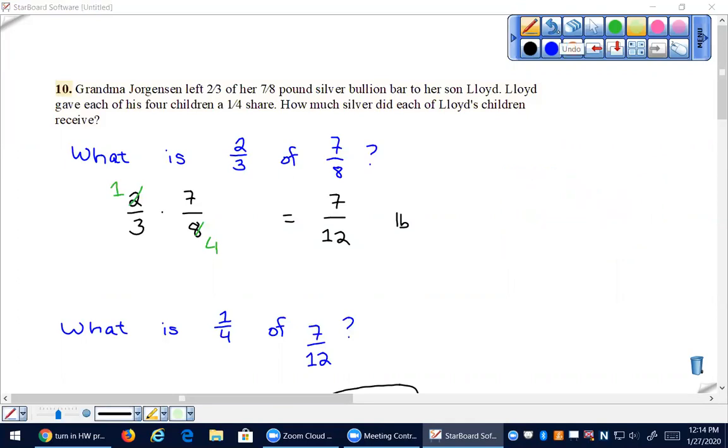I'm just seeing like she has a 7/8 a pound bar. And then they're giving her 2/3. If it said 2/3 of a pound, that might make sense. If there was a word right here that said, she gave him 2/3 of a pound from this much, then that might make sense, but that's not what it says.